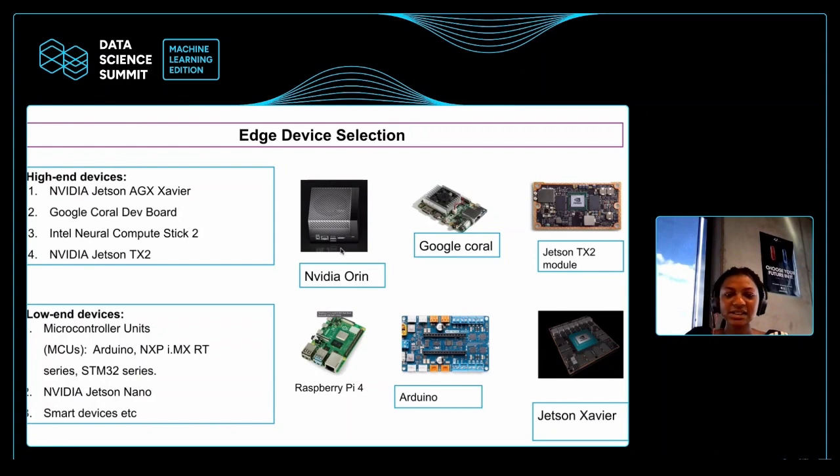Now, when you are selecting edge devices, there are several things that need to be considered. Because they are resource-constrained devices, we try to classify them into high-end devices and low-end devices. For example, the NVIDIA Jetson comprises over 2,000 CUDA cores and about 56 tensor cores, which makes it suitable for training and for making inferences.